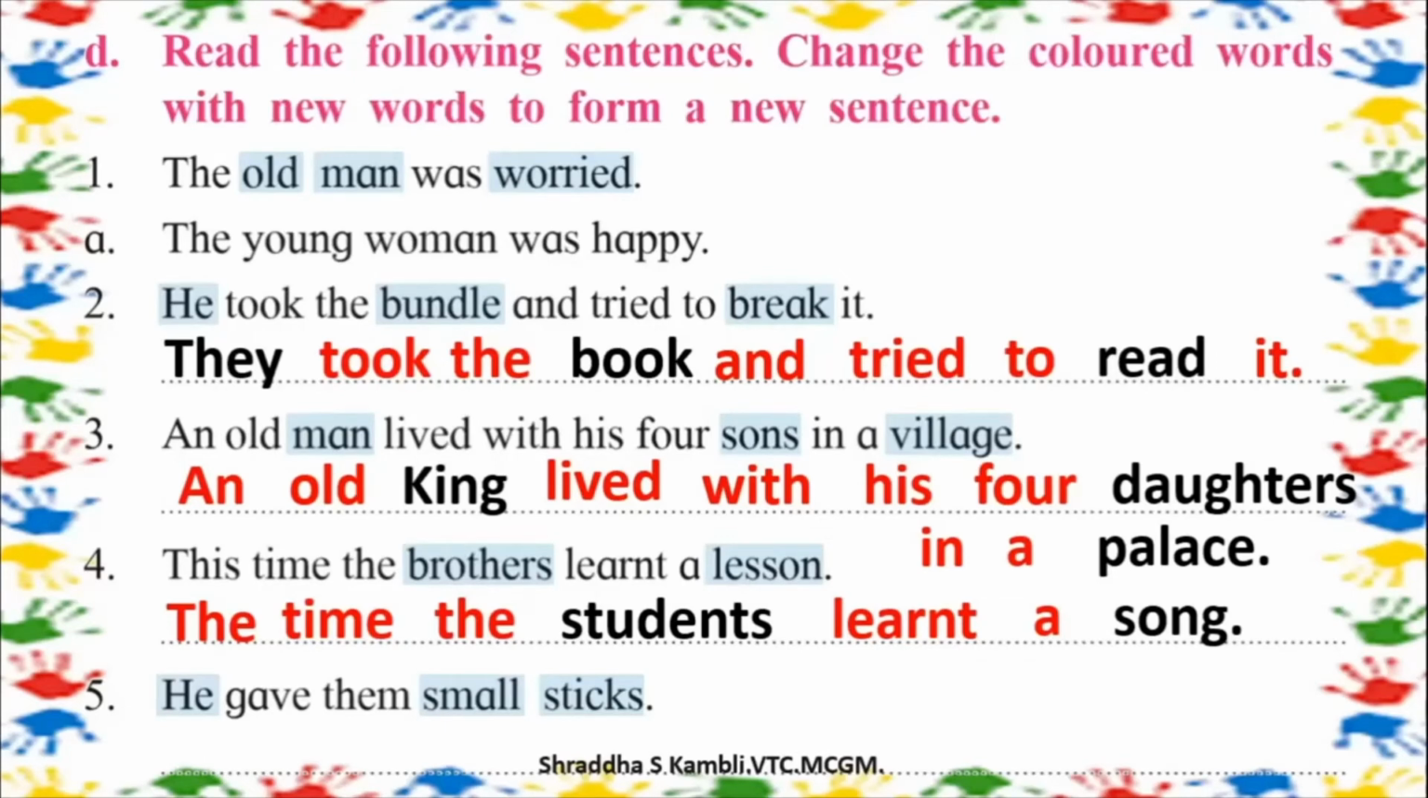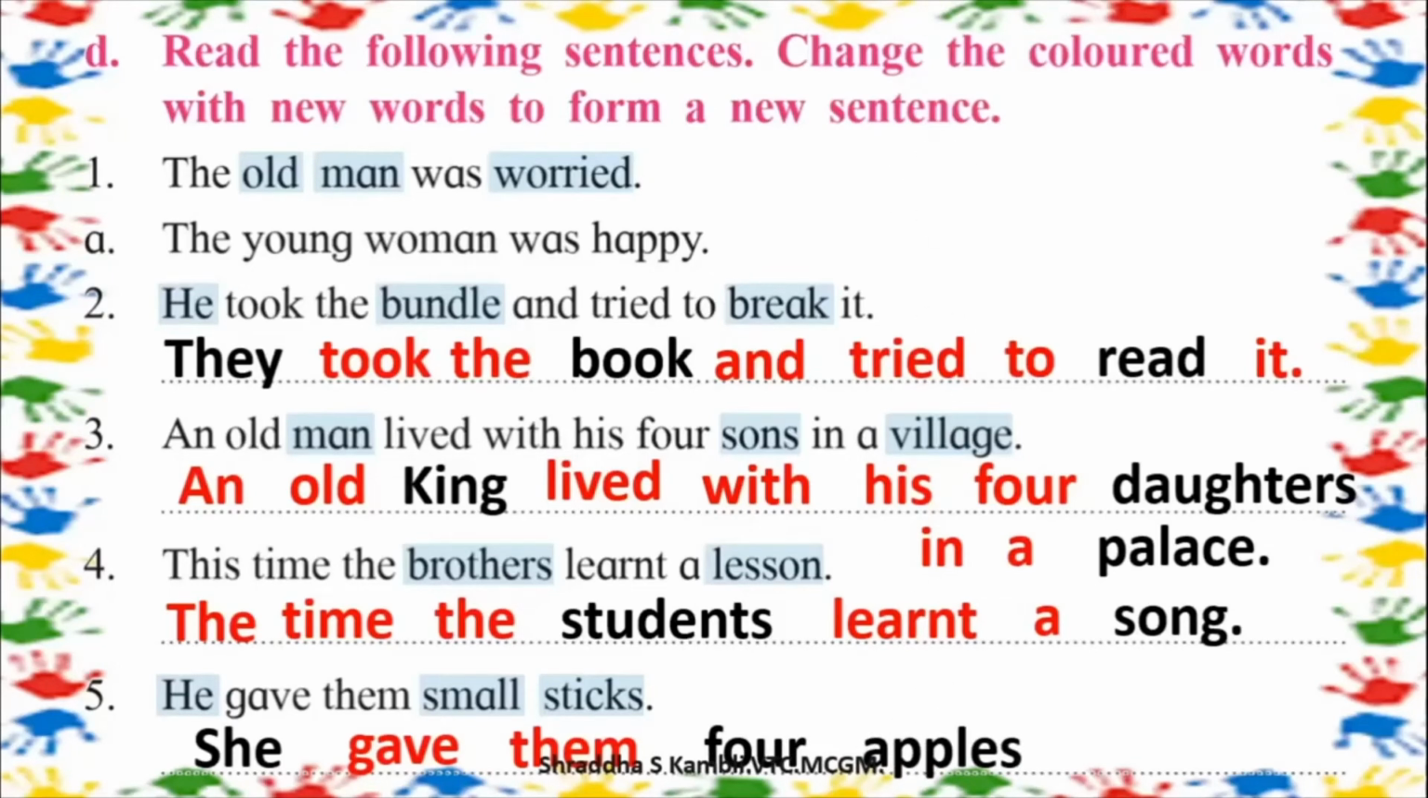And the last one, he gave them small sticks. So let us change the he, let us change the small, and let us change the sticks. So it is she instead of he. Gave will remain the same. Them also will not change. Instead of small sticks, let us write 4 apples.